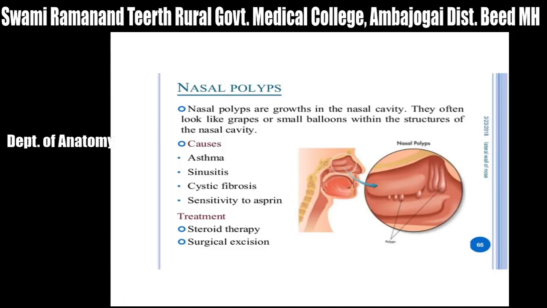Then nasal polyps. These are growths in the nasal cavity. They often look like grapes or small balloons within the nasal cavity. What are the causes? It may be due to chronic asthma, sinusitis, cystic fibrosis or sensitivity to aspirin. What is the treatment? You can give steroids or excise the polyp surgically.